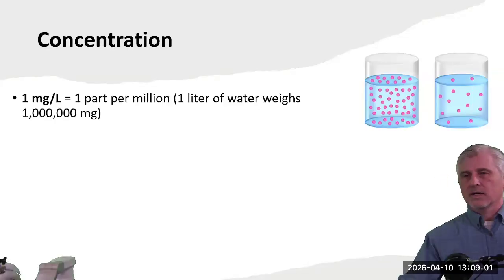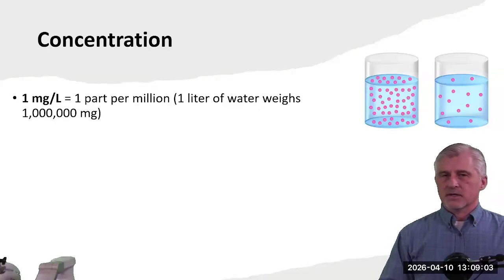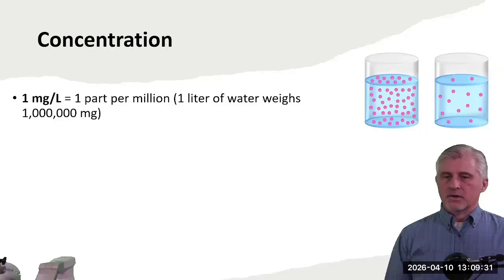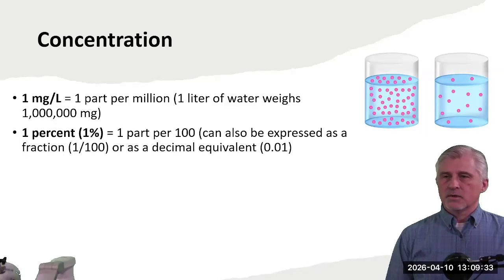So, the first thing as part of this that we want to talk about is concentration, and concentration can be looked at a few different ways. We look at it as milligrams per liter or parts per million. Those are the same thing. It can be confusing, but they are the same because when we talk about parts per million, we're talking about the number of milligrams per a million milligrams, and 1 liter of water weighs 1 million milligrams. So those two are equal.